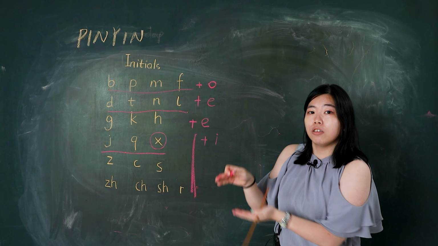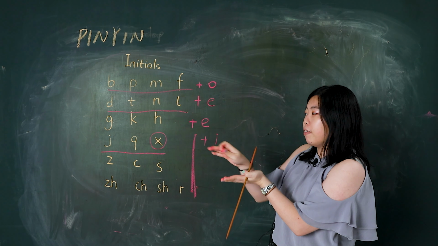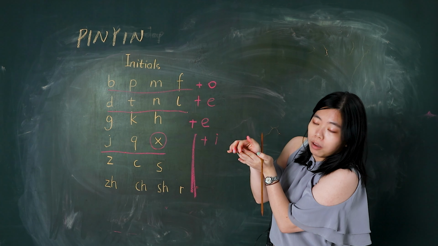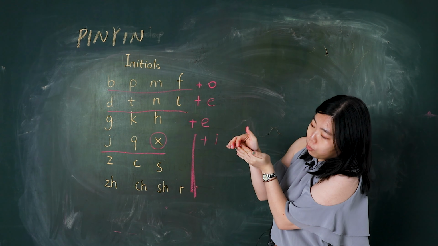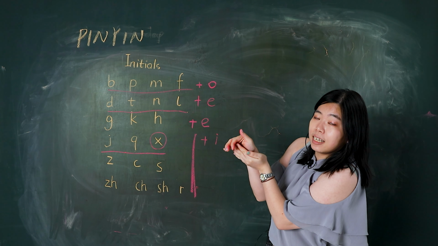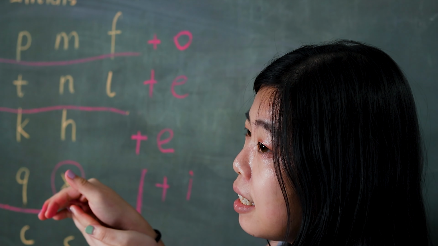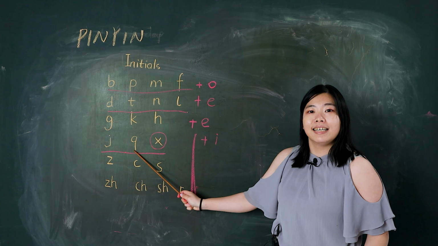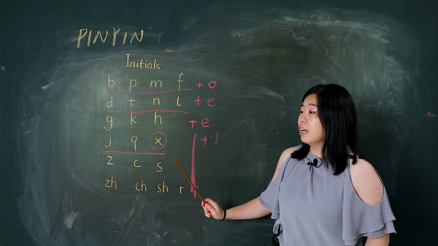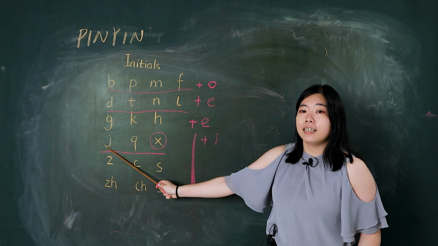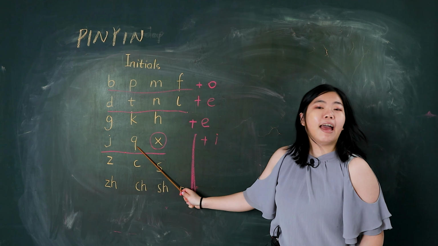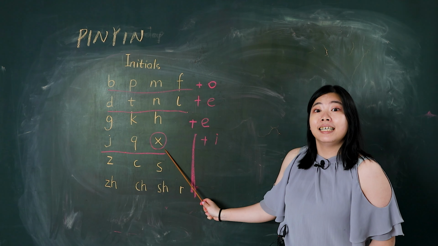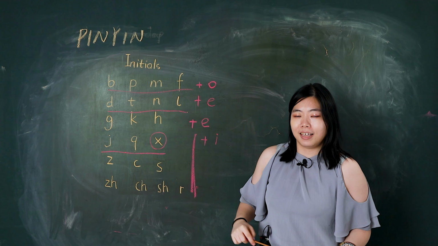Ji and qi both touch and lift, but the xi sound is almost touching but not touched. So we do like this. Xi, xi. Okay, read it one more time with me. Ji, qi, xi. Ji, touch and lift. Qi, touch and lift plus air flow out. Xi, no touch. Very good.